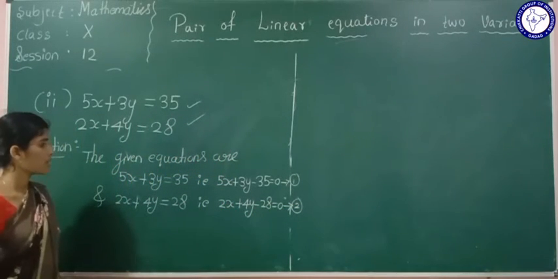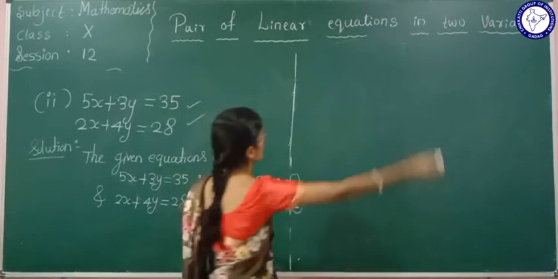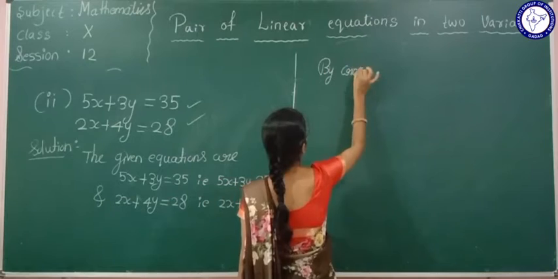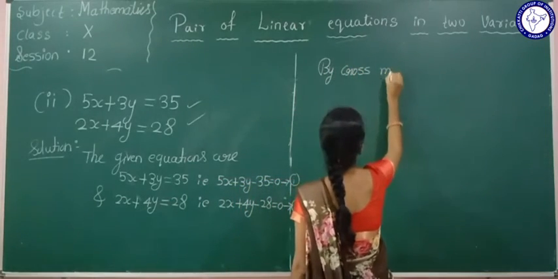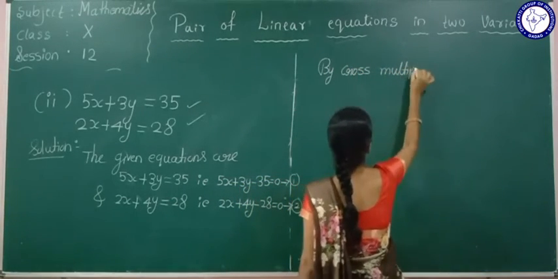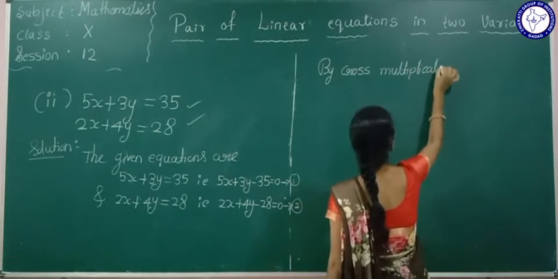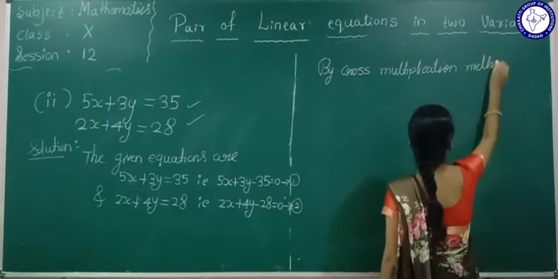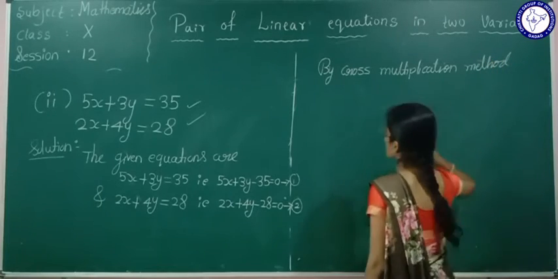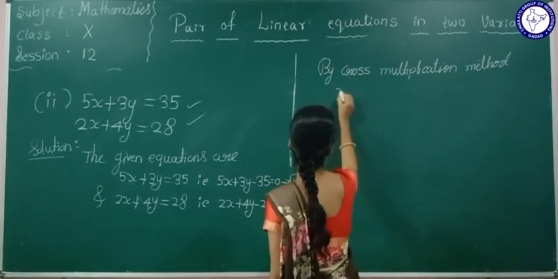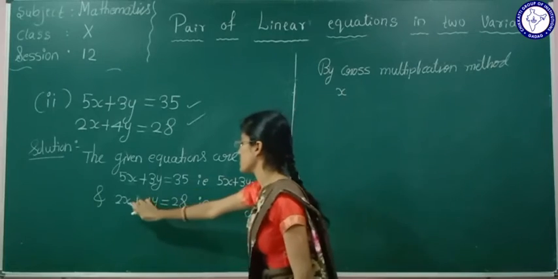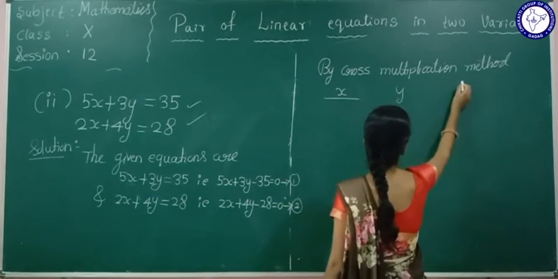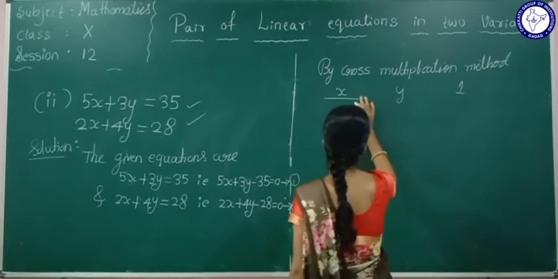Now see here, by the cross multiplication method, what I told: write here the variables x, y, and you write here 1.